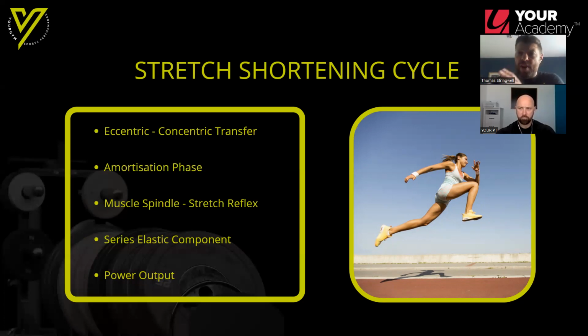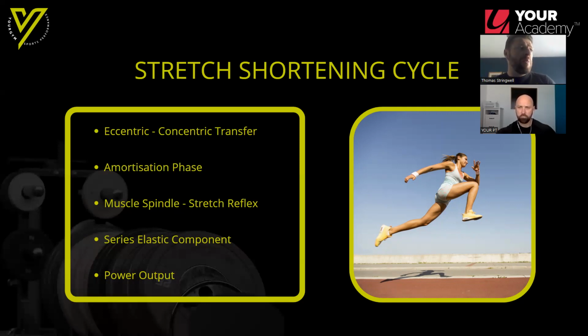We call this phase where we go from eccentric to concentric the amortization phase, which sounds really fancy, but it just means the transition phase. And the more adapted someone is, the more that is reduced. So you can then propel yourself into a very high movement with a rapid foot contact.